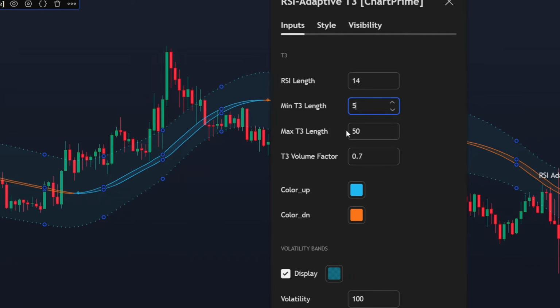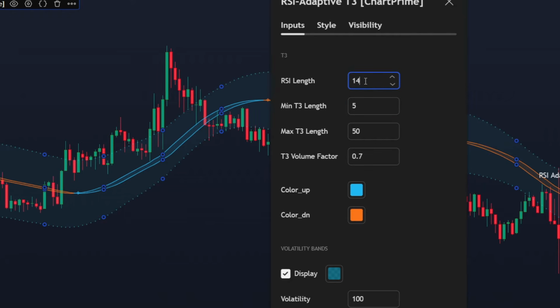On the flip side, when the RSI is high, maybe the market is overbought or strongly trending, it uses the longer length for smoother movement and filters out the noise. There's also the volume factor, which is part of the original T3 algorithm. It controls how smooth or reactive the T3 line is. You'll also see an RSI length input, which controls how the adaptive mechanism works.